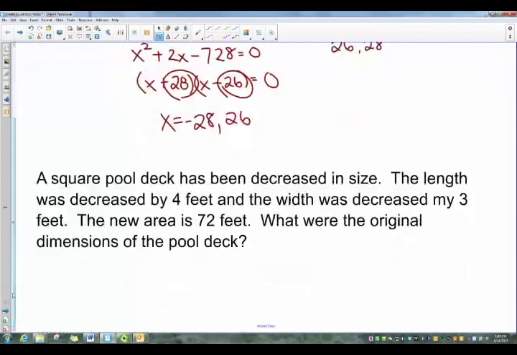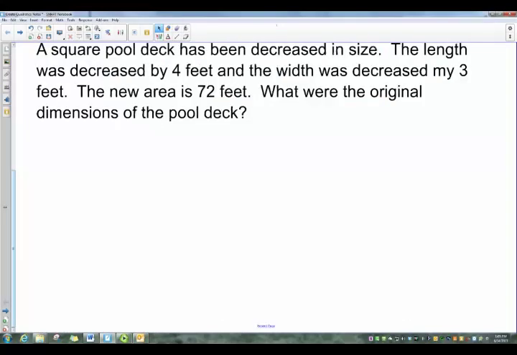Now, the second problem is more of a common word problem you might work with. So it says a square pool deck has been decreased in size. So I've got this pool deck right here that's a square. The length was decreased by 4 feet and the width was decreased by 3 feet. The new area is 72 feet. What were the original dimensions of the pool deck? All right, so the question is, what were the originals? Well, let's say the originals were x and x. We don't know what they were. What we do know is that they've been decreased. So since they've been decreased, it's no longer a square, it's now more of a rectangle.